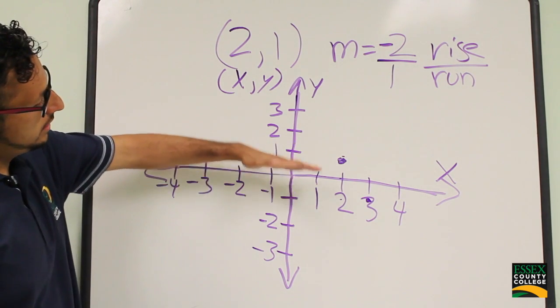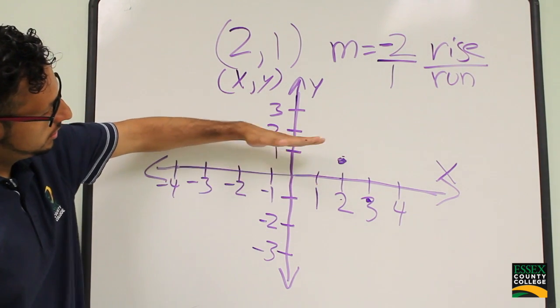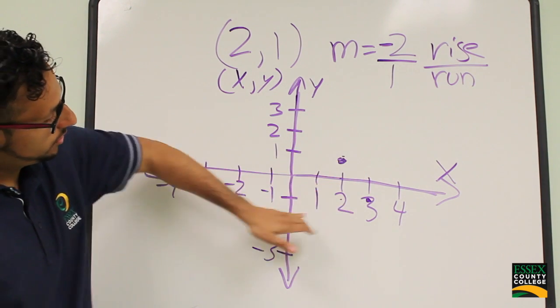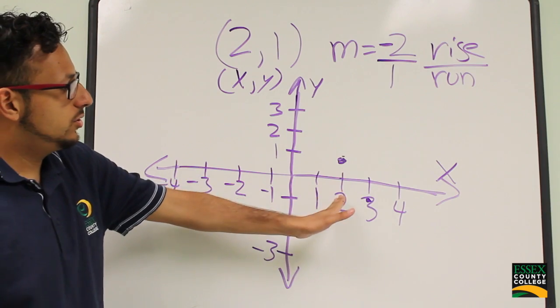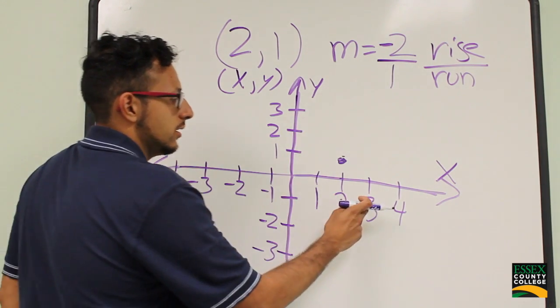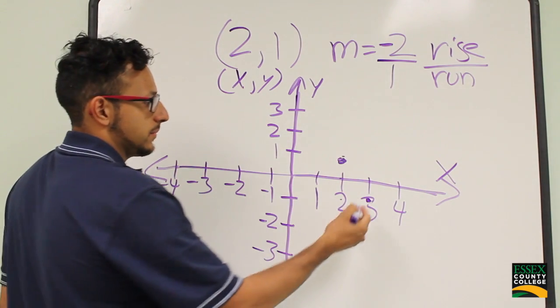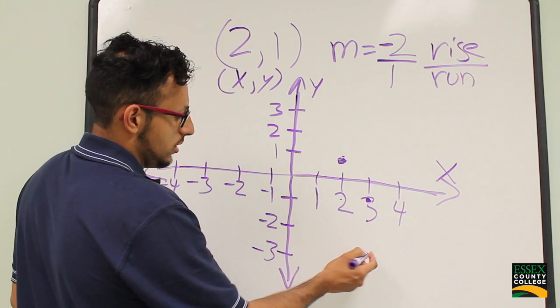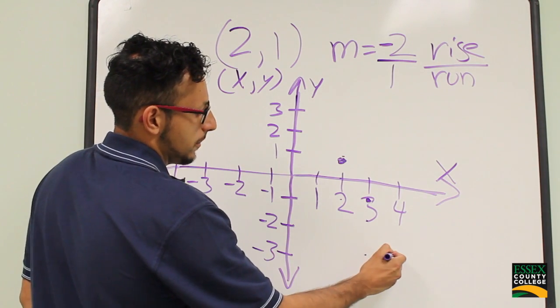So I'm looking at the points. See, we're at 1 here, we go down 1 to 0, then we go down another 1 to -1, and then we're still at 2, so when we run 1, we go over to 3. So that's why I'm right here. And then we can do it again. We go down 2, 1, 2, and then over 1.